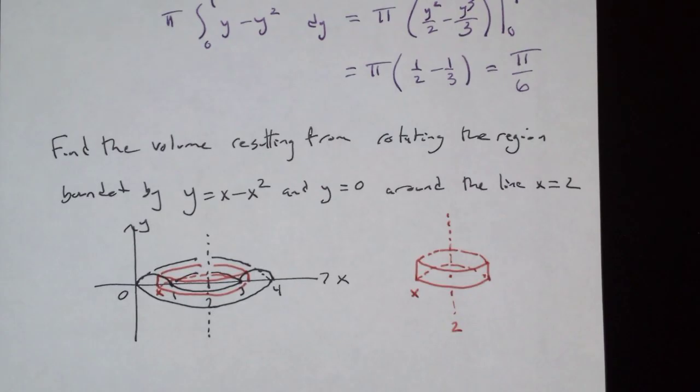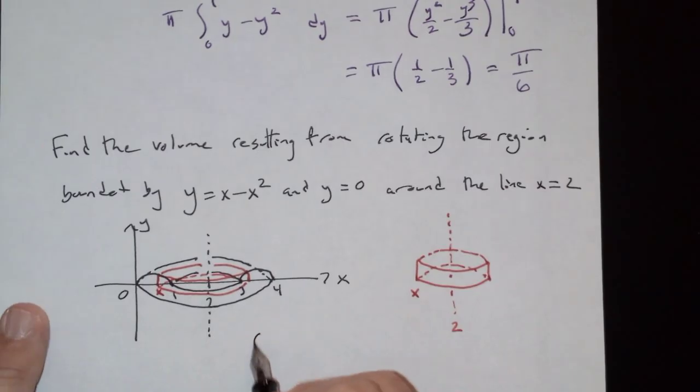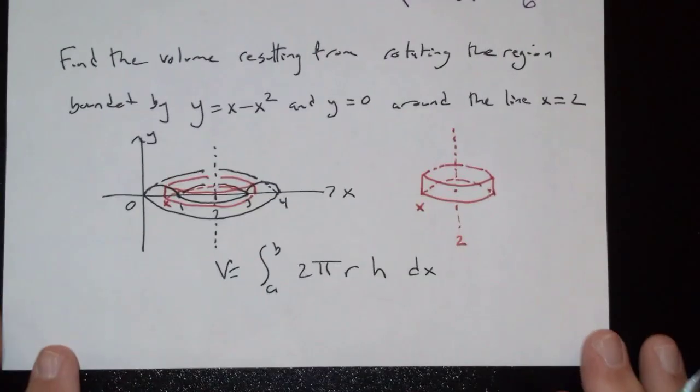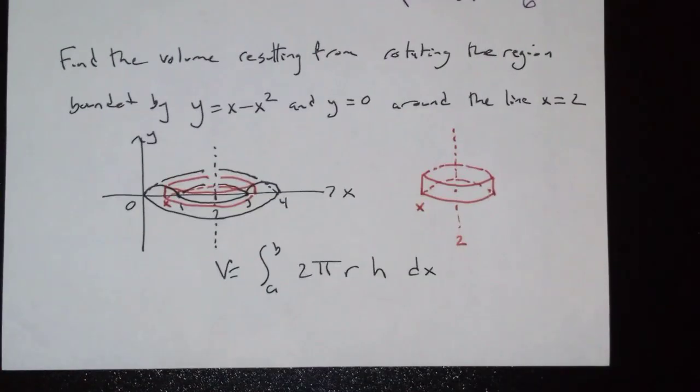I rotated this around the line x equals 2, and I chose some random x value to make the stick. So I've indicated where I chose it and the axis of rotation. Now, let's think about our integral. The volume integral: 2 pi radius, height, thickness. And literally, I write that formula down first, regardless of what I know r or h or any of those things to be.